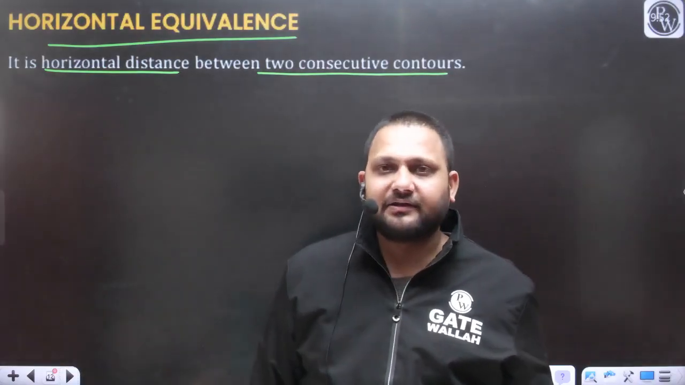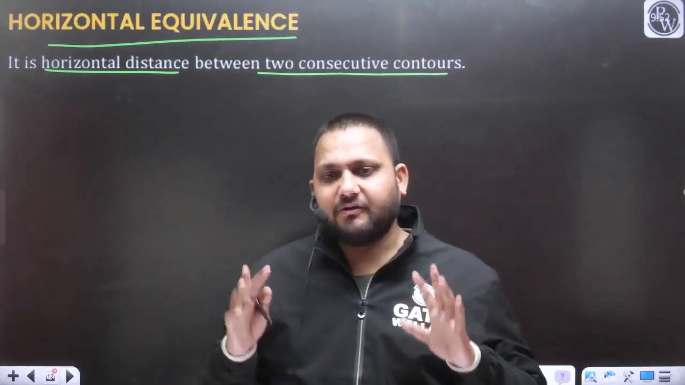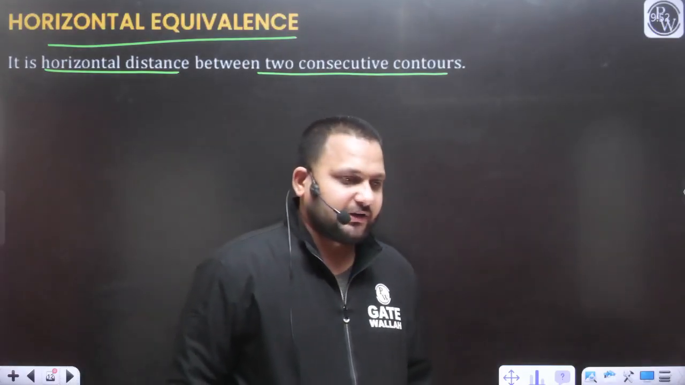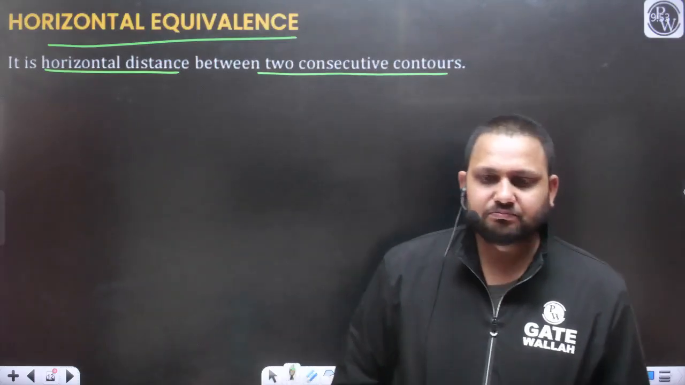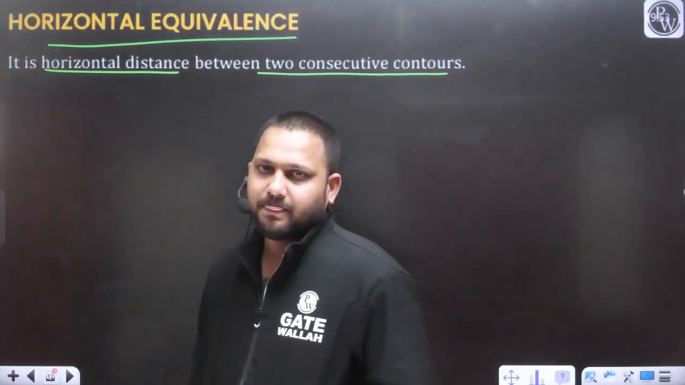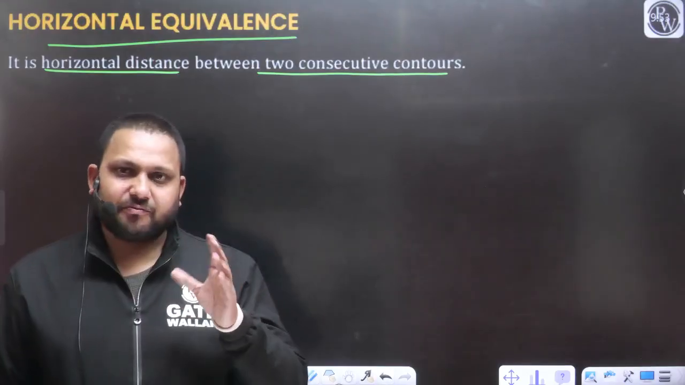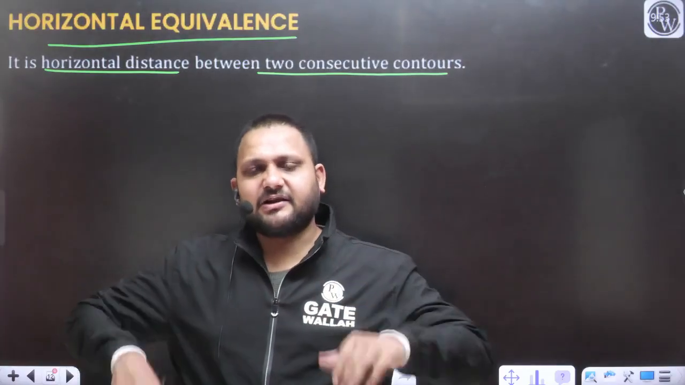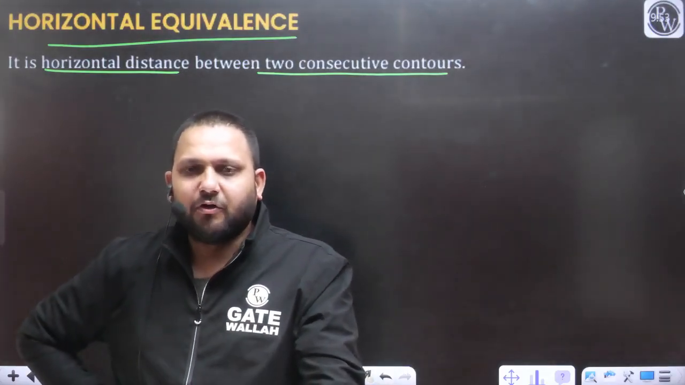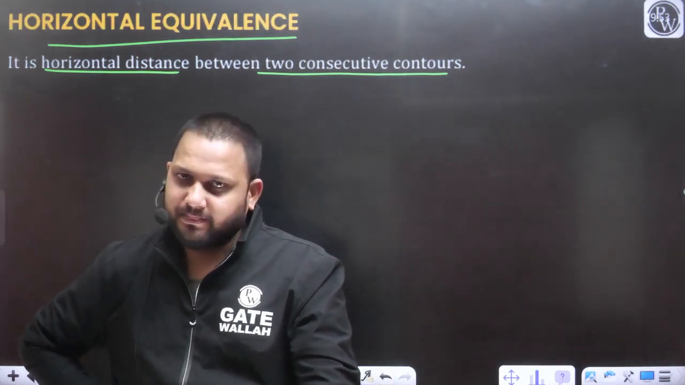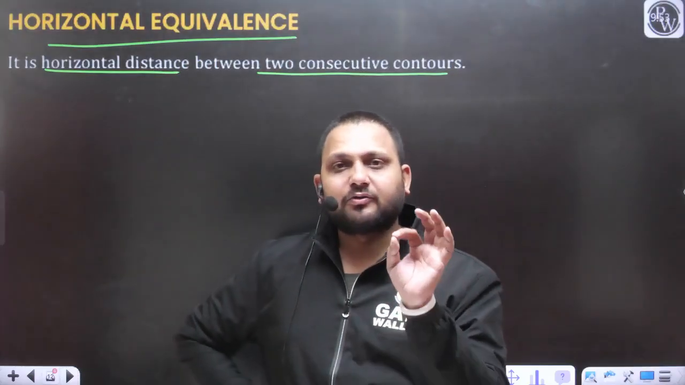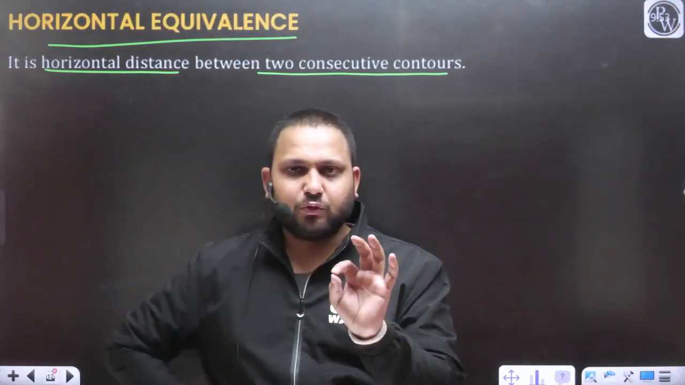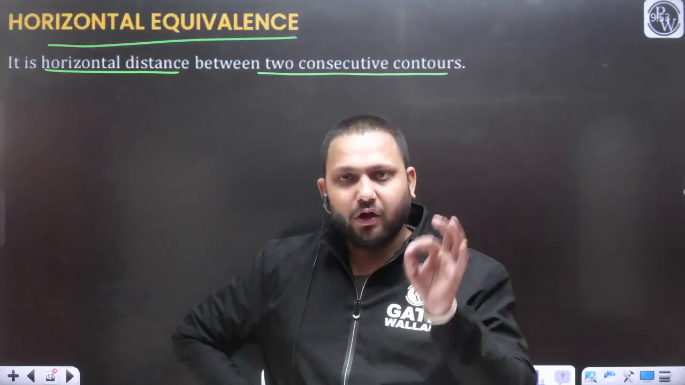In actual practice, it is not in our hand to make the horizontal equivalent constant or variable. That is not in our control. We have this control in the case of contour interval. We will decide what the contour interval will be, which we have already discussed. But what is going to be the horizontal equivalence, the horizontal distance between two consecutive contours? That is not in your control.